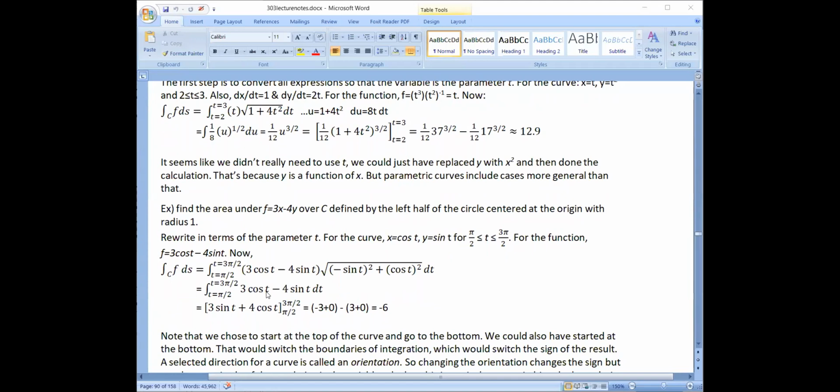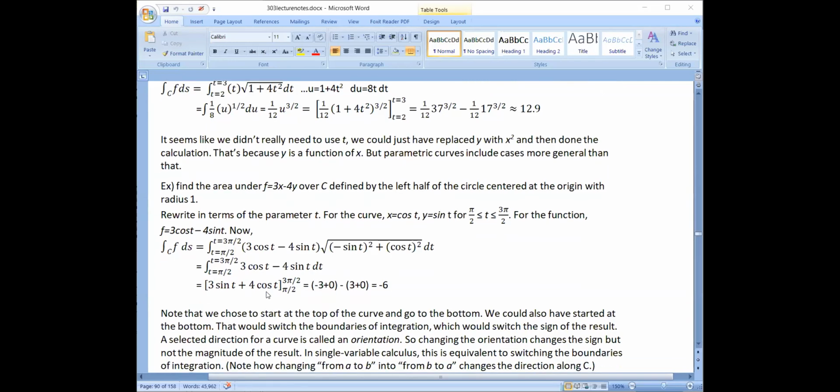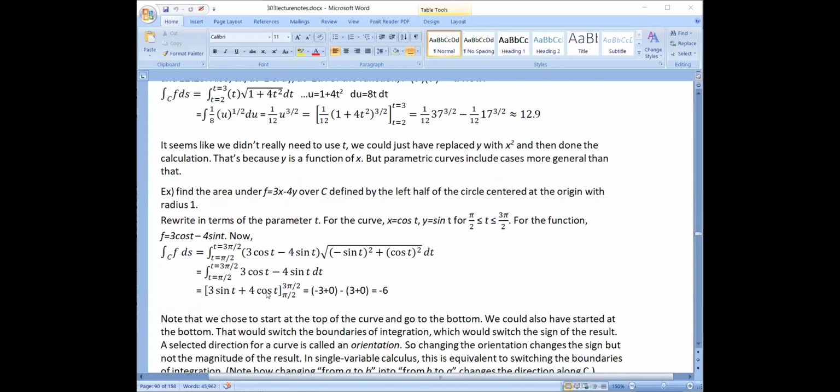Smaller value, larger value. Technically, I could have said start at the bottom of the circle and go to the top of the circle. And that would reverse the boundaries of integration, which, as we know, would actually change the sign of the result. Okay. So specifying which way you're going is actually important. Choosing a direction for a curve is called an orientation. So of course, changing the orientation of the curve changes the sign of the result, but not its magnitude.